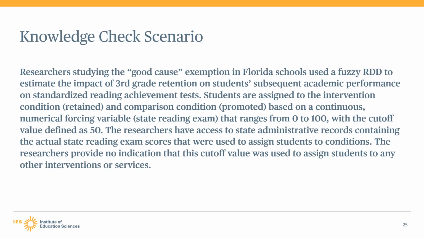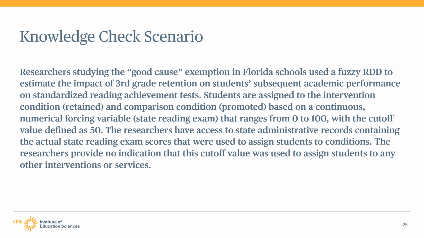We now will walk through an extended knowledge check scenario to demonstrate the application of the 8 fuzzy RDD criteria. Throughout these questions, you may want to pause to think about your answers and consult the slides describing the study and the model for information pertinent to the questions. A U.S. state requires schools to retain third-grade students who do not perform at basic proficiency level on the state reading exam, thus making it pass-fail.